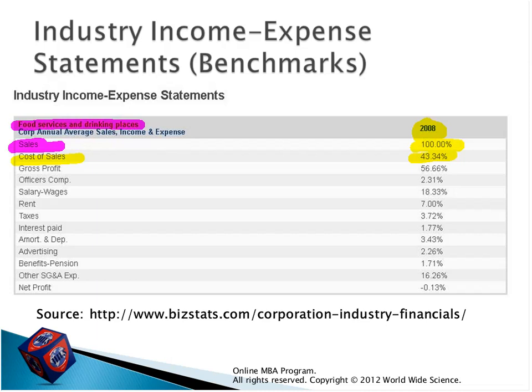Okay. So next one, for example, administrative expenses, like salaries and wages, take around 18% of all sales. The rent, we can see 7%. The taxes are 3.7%. What interest paid is around 1.7%.